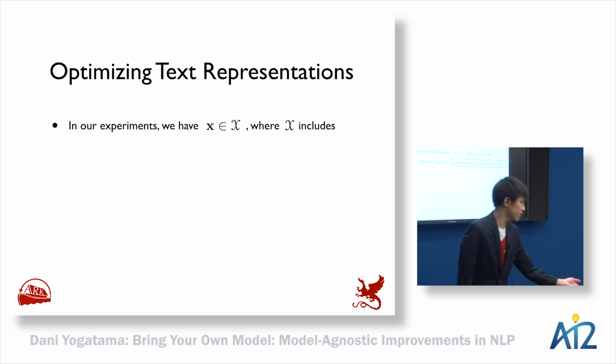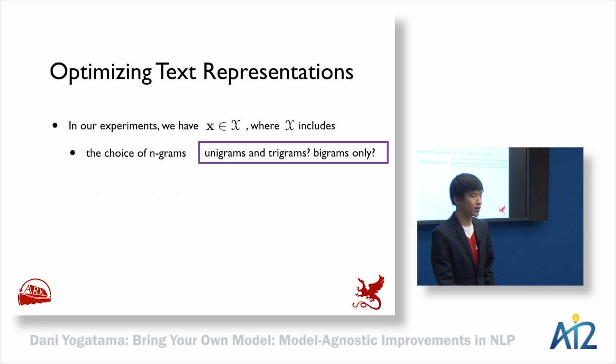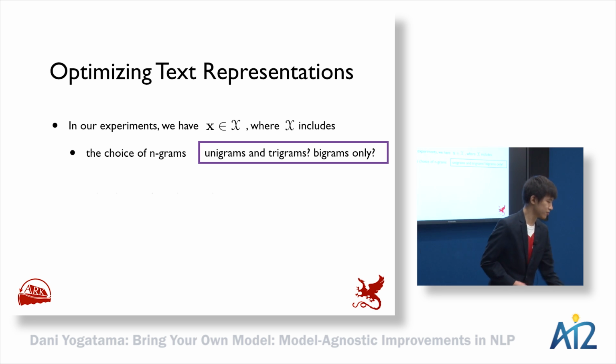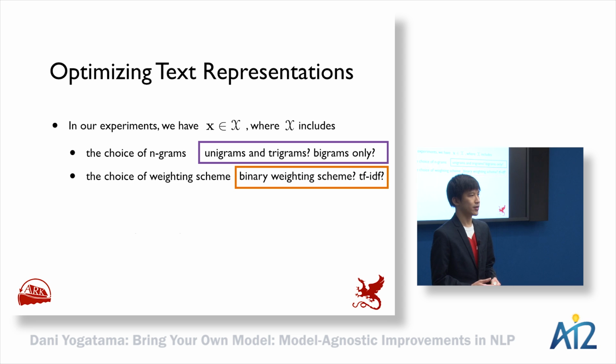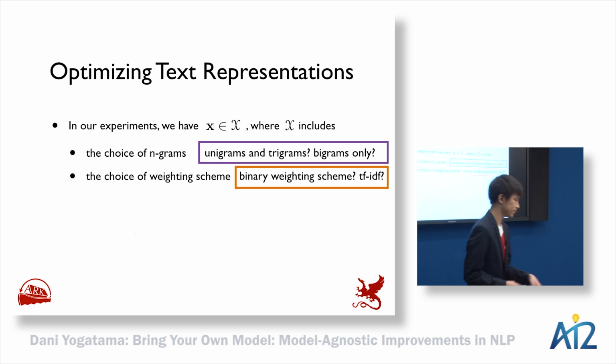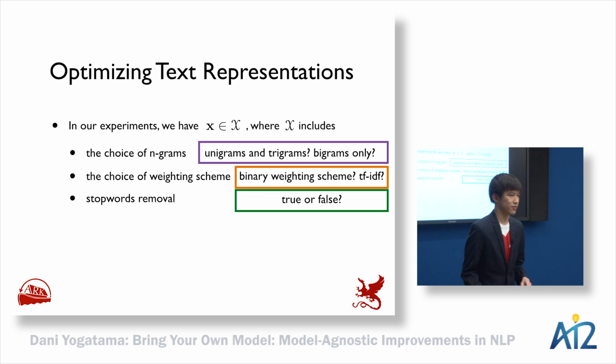First, we're going to optimize what the best n-grams are to use in our case. In your case, if you don't use bag of words, it could be a set of features or character n-grams and things like that. We're also going to optimize over the weighting scheme, meaning which one is the best weighting scheme for this particular task. And then we're also going to optimize over whether we should remove stopwords or not, because this can be different for different data sets.